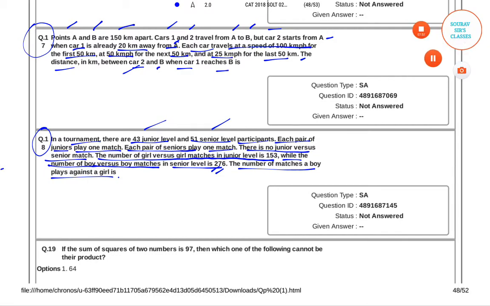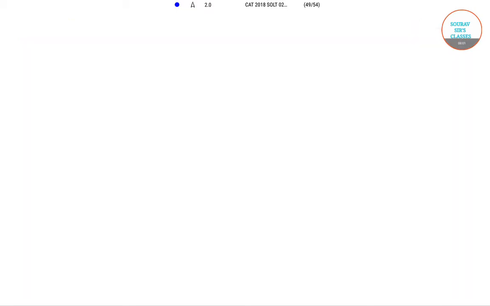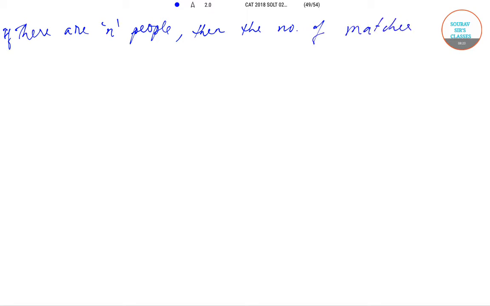So before solving this question there is an important formula that you need to keep in mind. The formula is that if there are n persons or n people rather, then the number of matches between them will be equal to n into n minus 1 by 2. This formula you should remember, and this formula will be very helpful in solving this question.